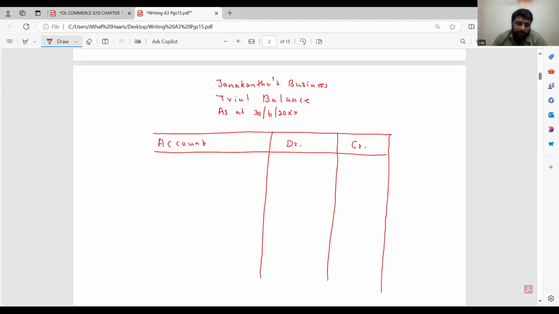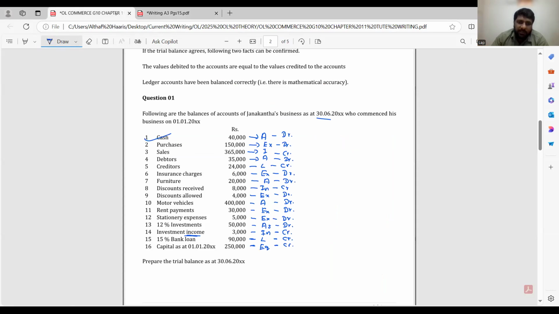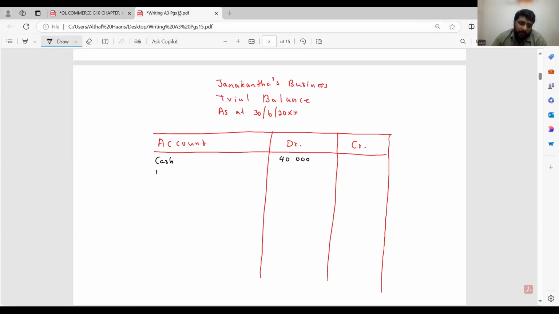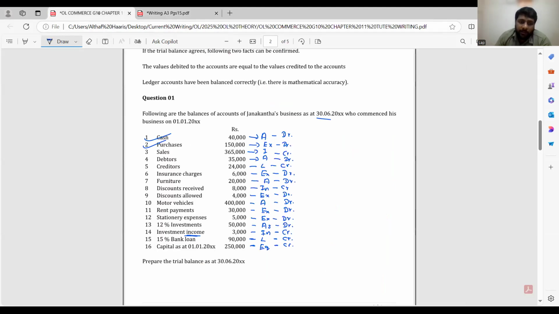Cash 40,000, debit side. Purchase 150,000, debit side. Sales 365, credit side.